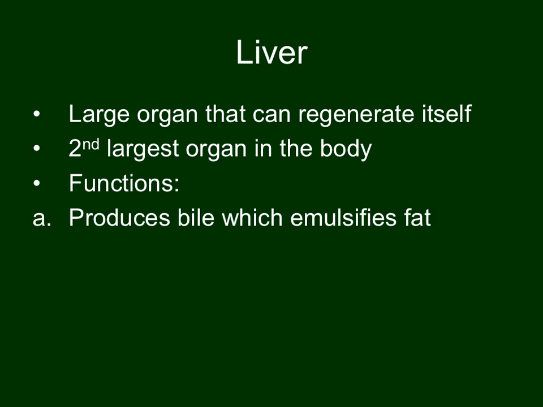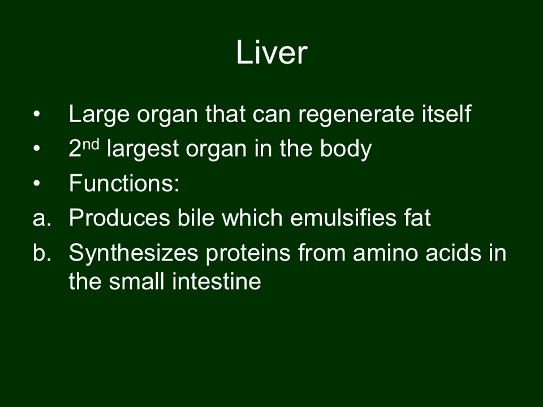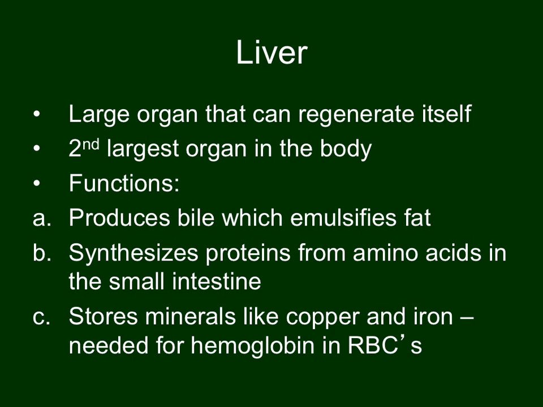The first one is the production of bile, and that's its main digestive function. So you'll probably want to make sure that you note that. That is its digestive function. The bile that the liver produces helps to emulsify, or in other words, break into small droplets, the fat as it passes into the small intestine. It also will take amino acids from the small intestine and make proteins. It also is a storage location for minerals like copper and iron. Iron especially is needed for the hemoglobin in your red blood cells.